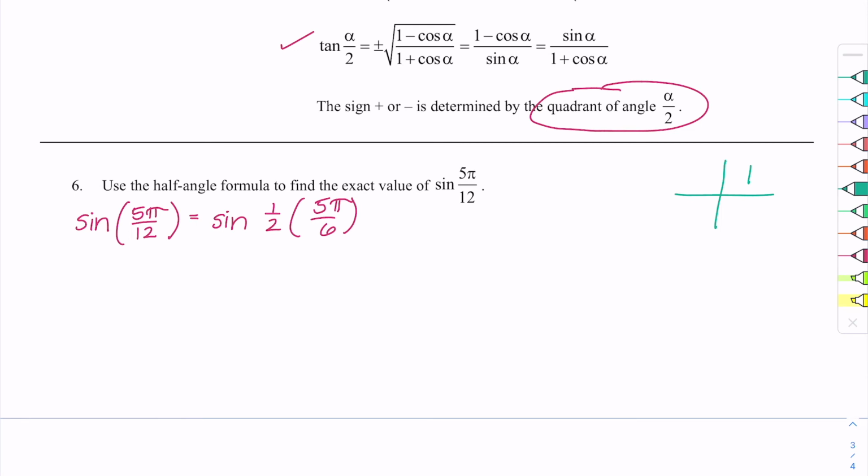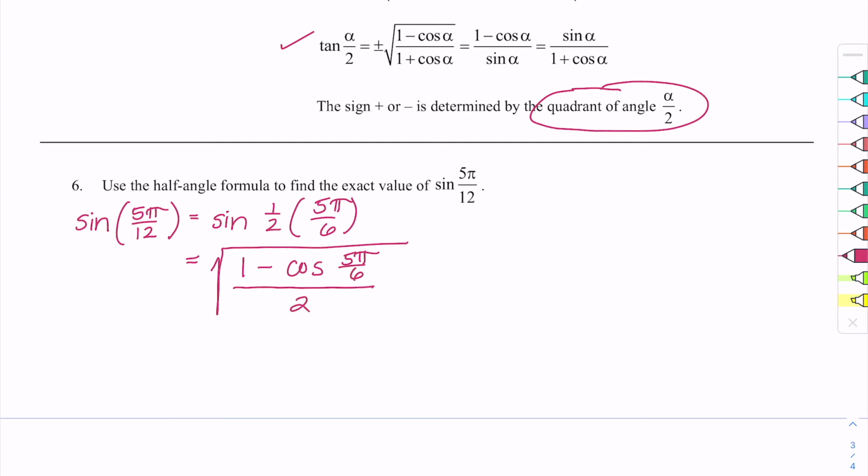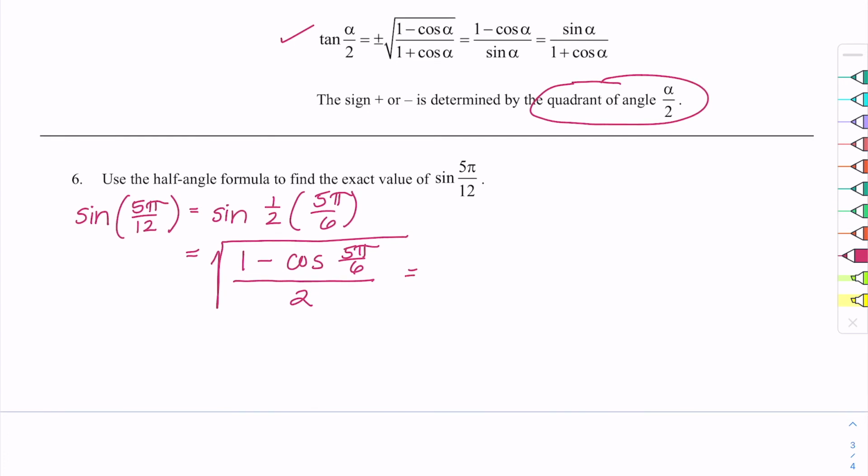And as you can see, half of our angle is 5 pi over 6. So really we would be in quadrant 2. But we don't need that really, because now we can say that using the half angle formula, that's equal to the square root of 1 minus cosine of 5 pi over 6 divided by 2. And that's equal to the square root of 1 plus root 3 over 2, all divided by 2.